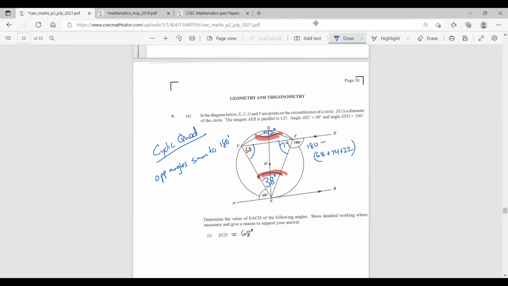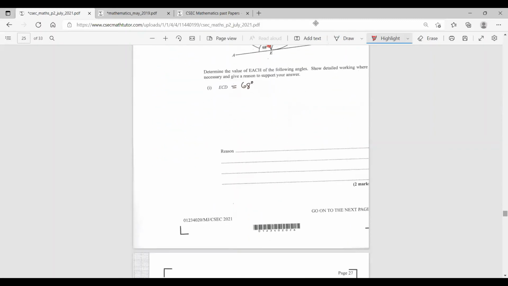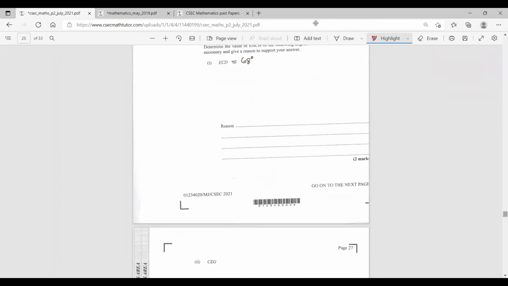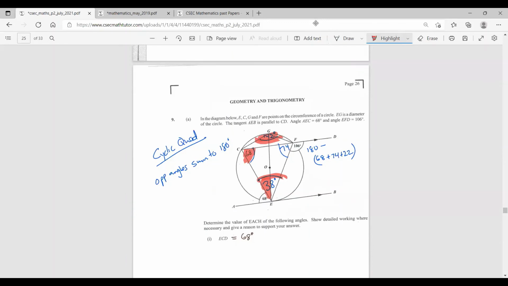So that's the question from top to bottom, basically. We got the 68, we got the 22, we got the 142. These are the three things that they asked us to work out. Let's see if they ask us anything else. That was all.